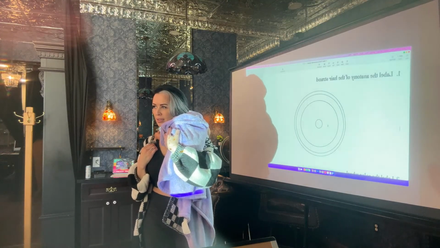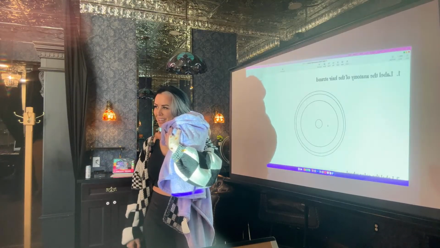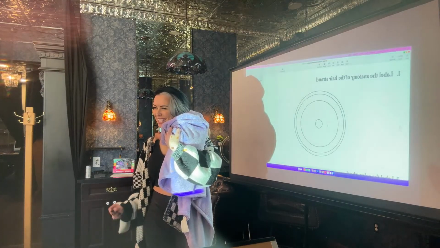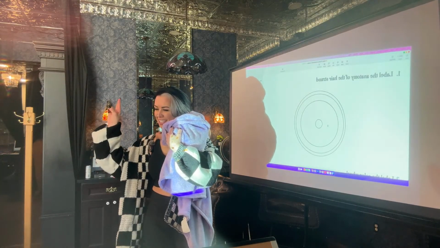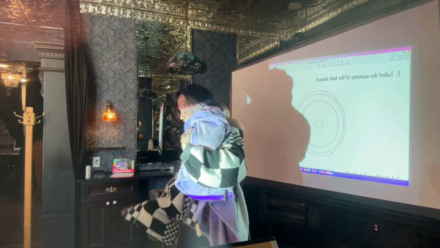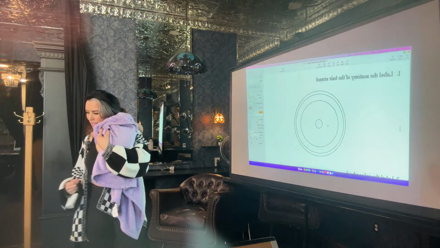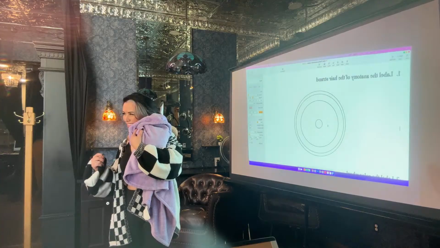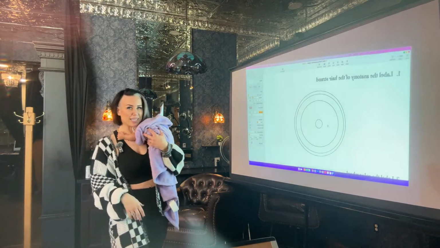A chemical bond that involves the sharing of electrons to form electron pairs between atoms. One more time. A chemical bond that involves the sharing of electrons to what? To form electron pairs. Okay, so what does that mean?